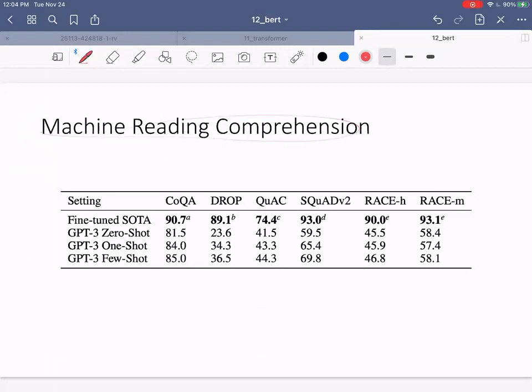Same with machine reading comprehension, SQuAD. There's SQuAD here, and there are other types of data sets. In machine reading comprehension, there's still some gap between the state of the art and GPT-3 few shot. At least here, the gap is not that great. But here, with 93.0 and 69.8, there's still a significant gap between the two. So there is some room for improvement, basically.